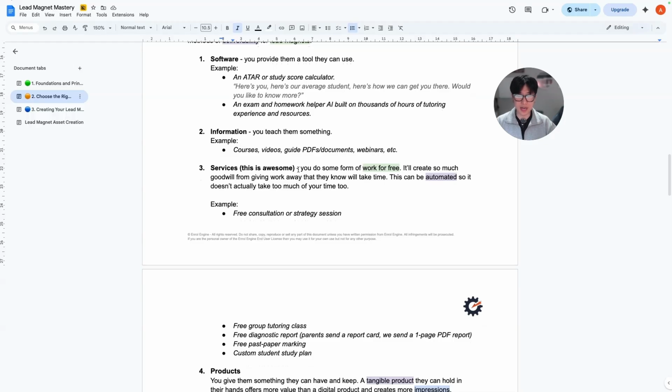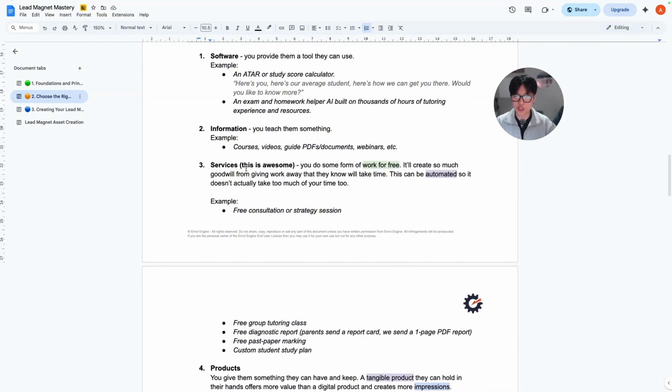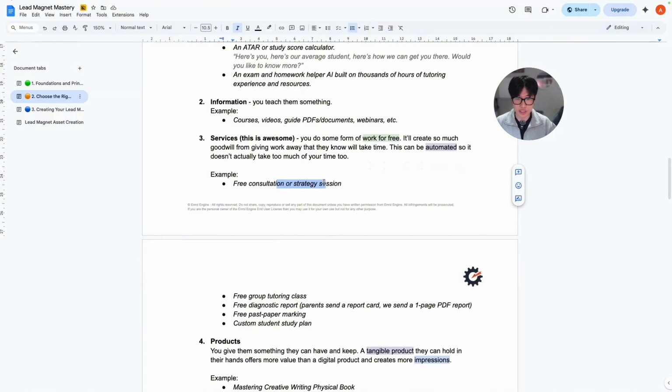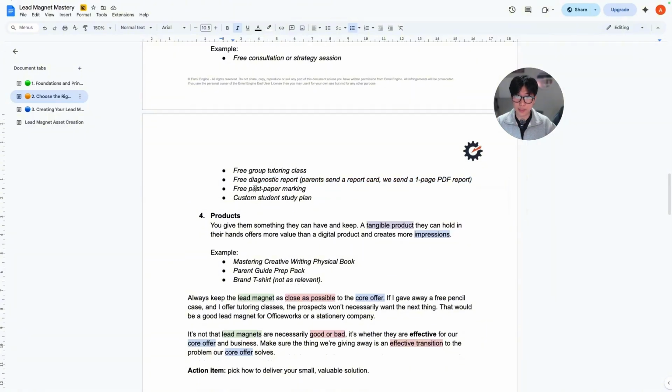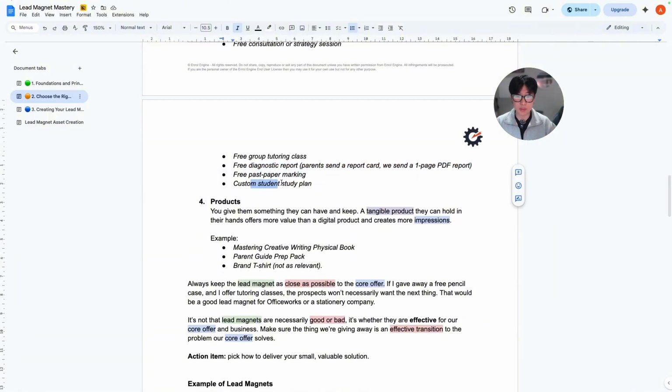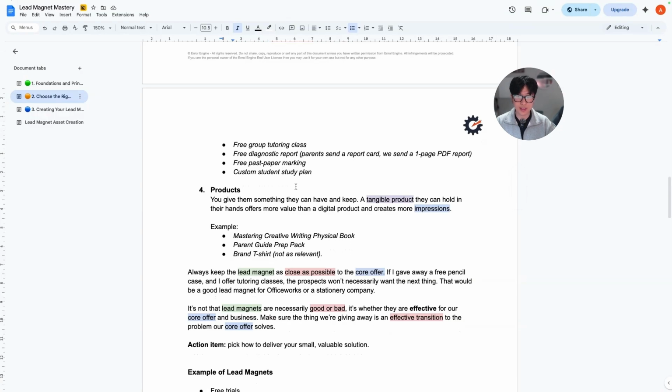The third one is services, which is absolutely awesome and very relevant for what we do. You do some form of work for free, and it creates so much goodwill from giving away work that they know will usually take a lot of time. And it can actually be automated so it doesn't take too much of your time either. Examples are free consultations or strategy sessions, free group tutoring classes, a free diagnostic report where the parents send a report card and we send them a 1-page PDF report. You can templatize this one and it tends to work great. You can have free past paper markings or a custom student study plan and roadmap.